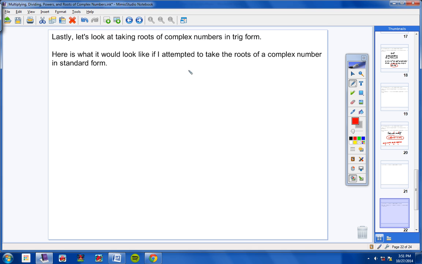Now, here is what it would look like if I attempted to take the roots of a complex number in standard form. For example, let's take the cube root of 5 plus 2i. Well, there's nothing you can do. You're finished, okay? Now, I'm not saying there's not an answer. It would just basically be impossible to find with your answer written in this form here. It's just difficult to do.